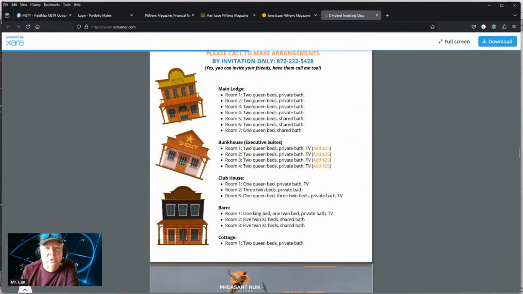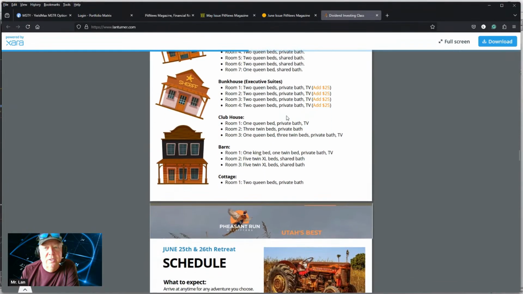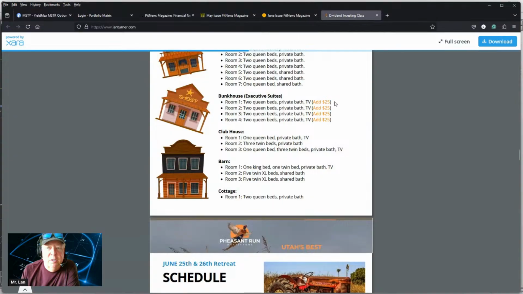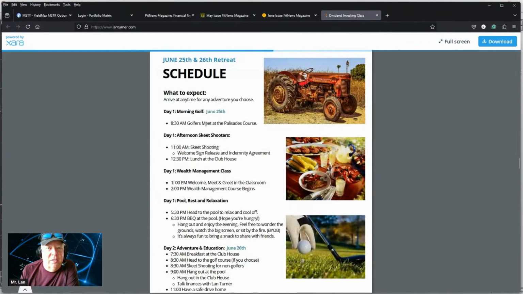You can see we got lots of rooms, 2 queen beds in every room, all kinds of stuff, televisions for those if you want to spend a little extra and get a little fancier room. And then this is the schedule. All right, here's what we're going to do.